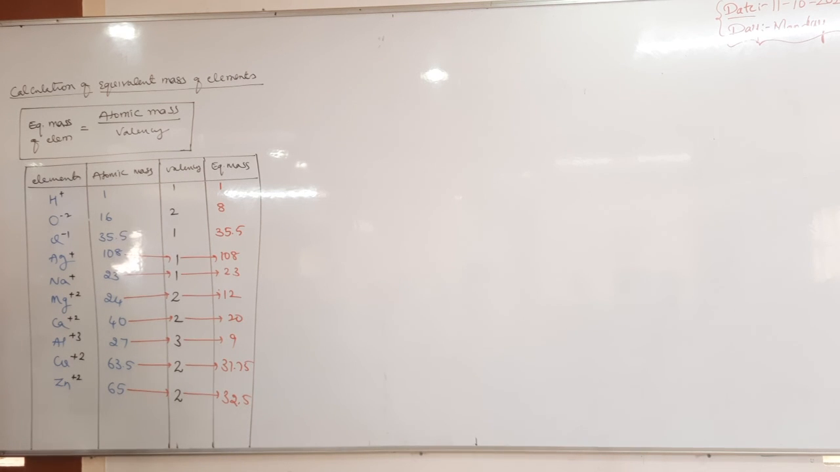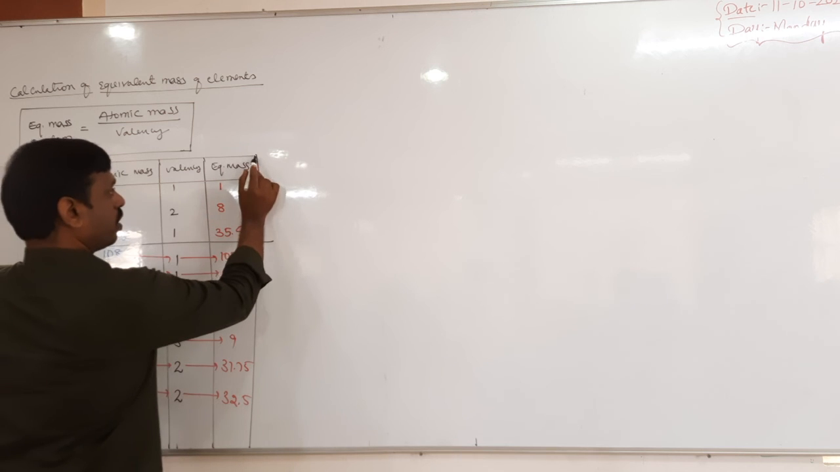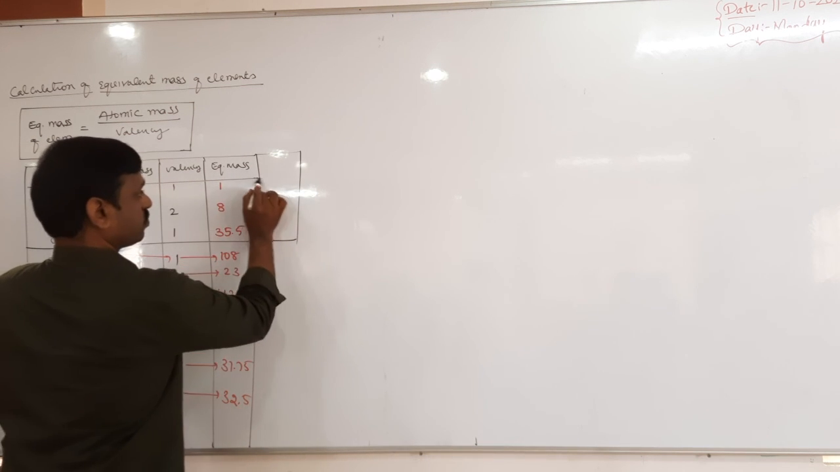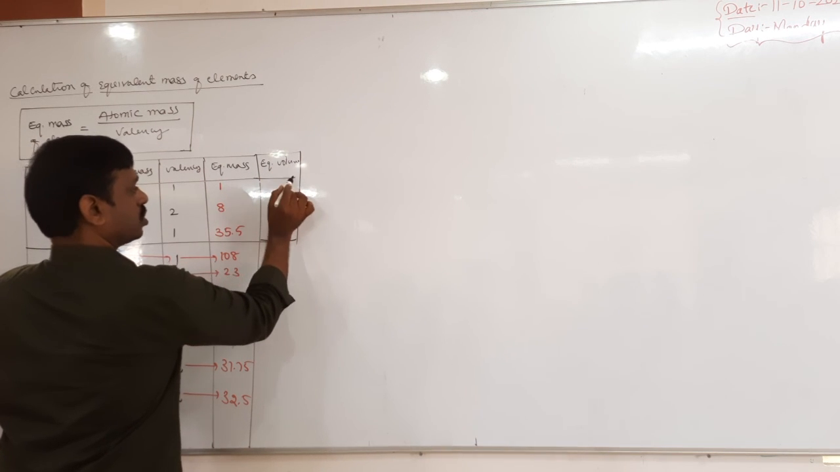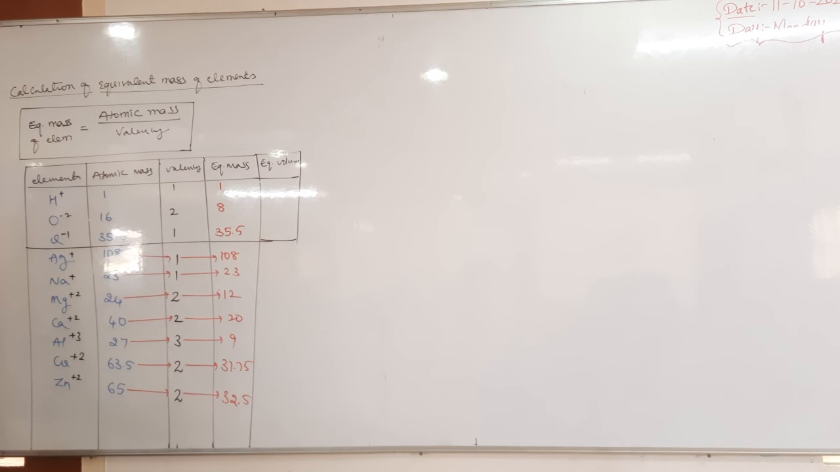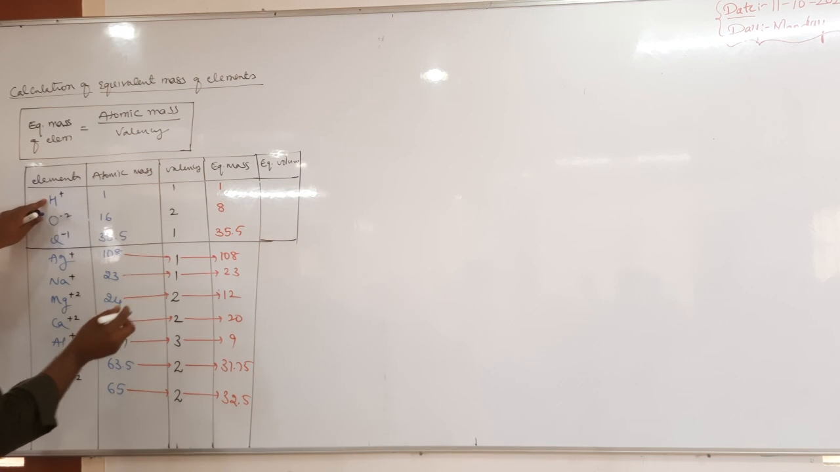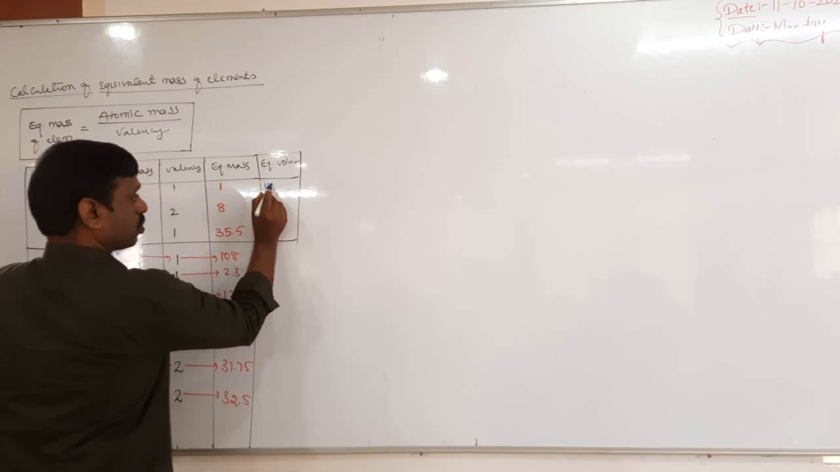So these are the atomic masses and their equivalent masses. Then for three elements, hydrogen, oxygen and chlorine, we should remember equivalent volume also. We will study some basic concepts in the first topic. Here remember, hydrogen, oxygen and chlorine exist in gaseous state, so they have equivalent volumes. What is the equivalent volume of hydrogen? It is 11,200 ml.